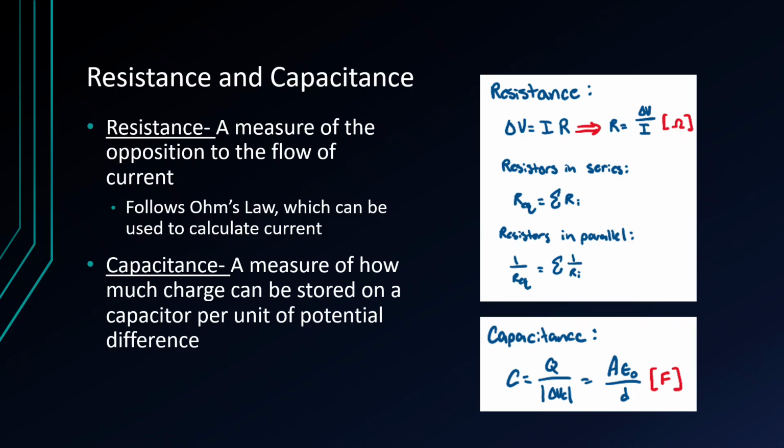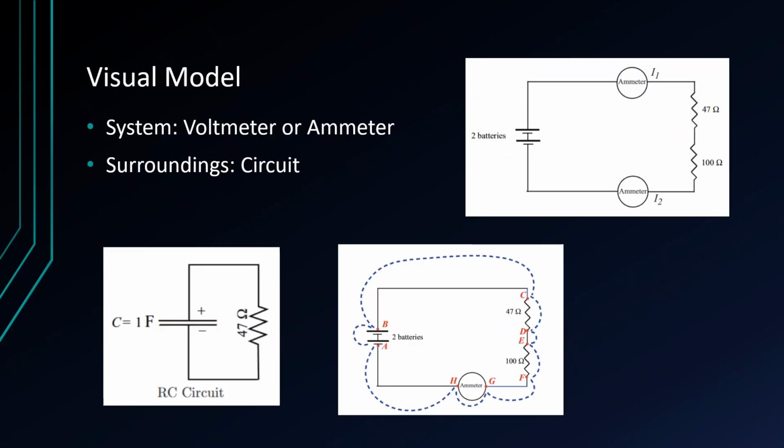Resistance follows Ohm's law, which is that potential difference is equal to current times resistance, and it is a measure of the opposition to the flow of current. And then capacitance is a measure of how much charge can be stored on a capacitor per unit of potential difference, and can be calculated by charge over potential difference, or area times epsilon naught over the distance between the plates.